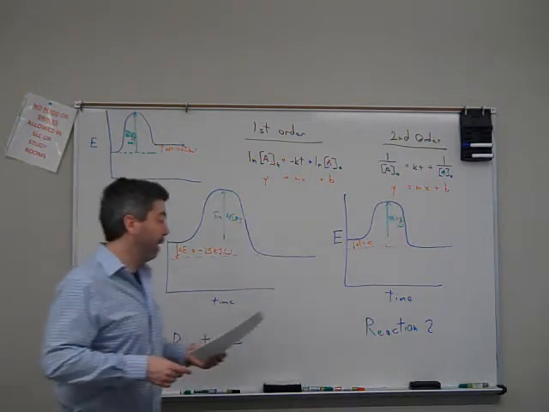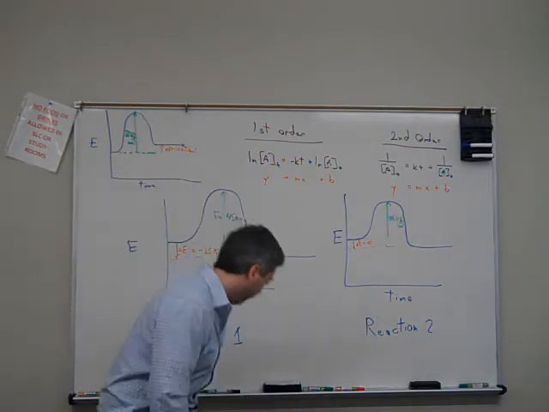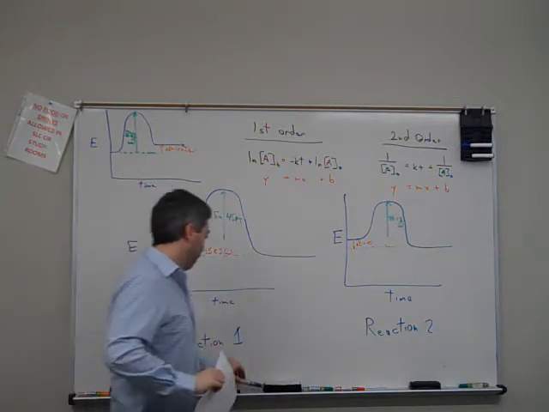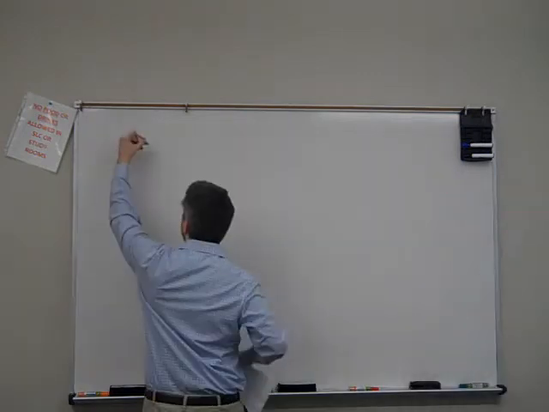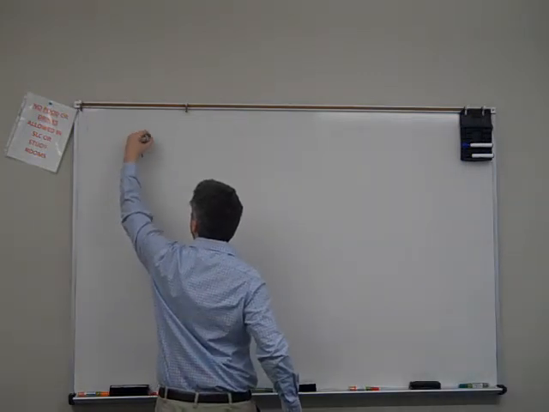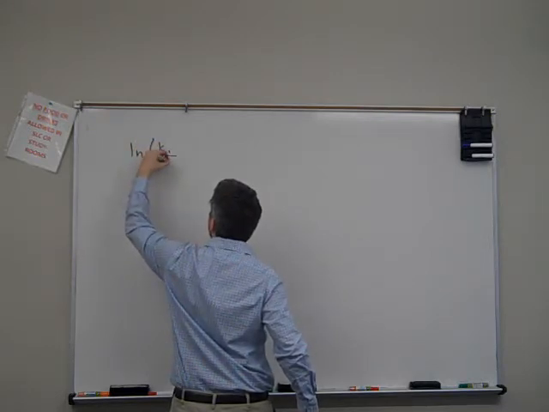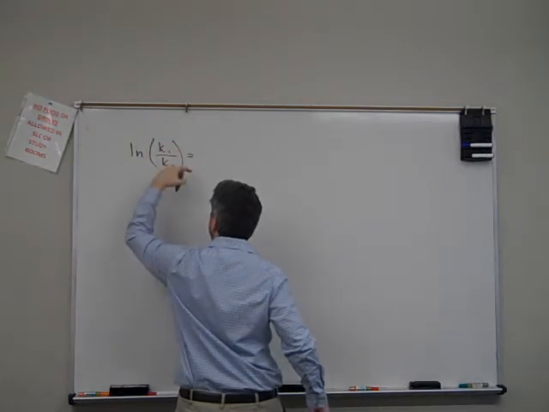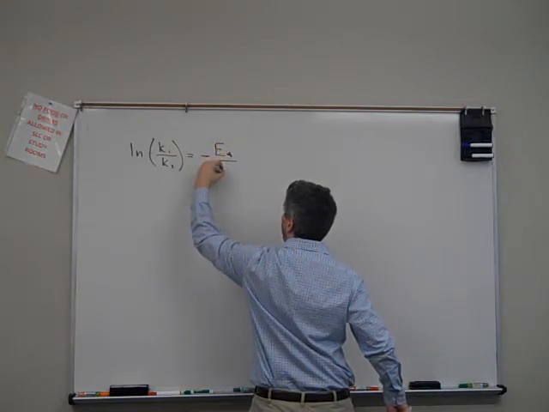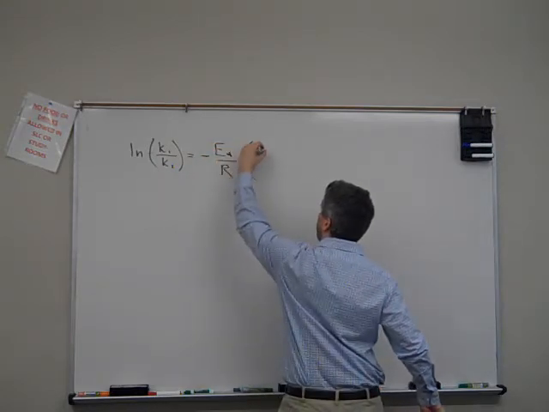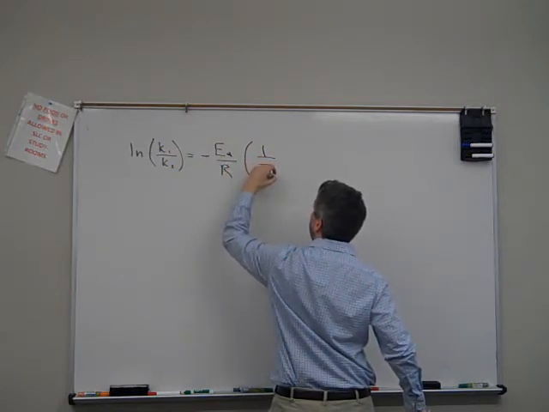Now, the Arrhenius equation is based on this, because this activation energy, EA, is actually part of what we're talking about when we're talking about the Arrhenius equation. Let me write down what the Arrhenius equation is. Is it okay if I erase this? The Arrhenius equation is basically this: the ln of the rate constant at temperature 1 over the rate constant at temperature 2 is equal to negative EA over R times (1 over T1 minus 1 over T2).